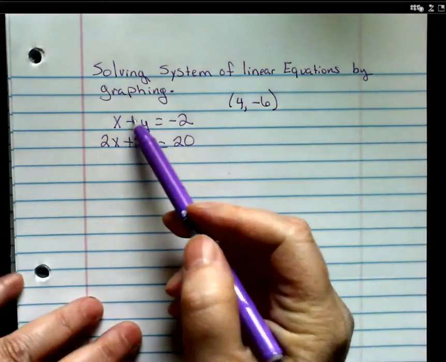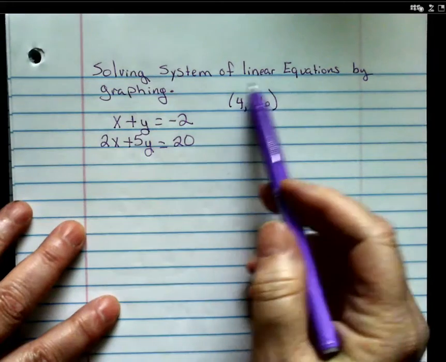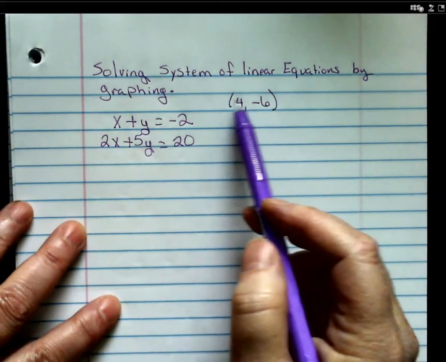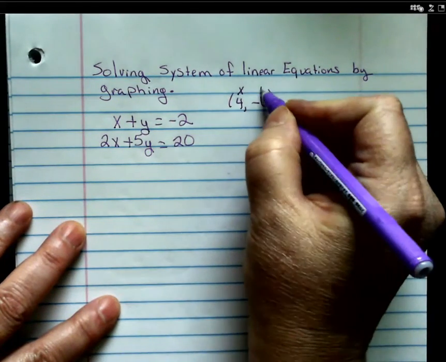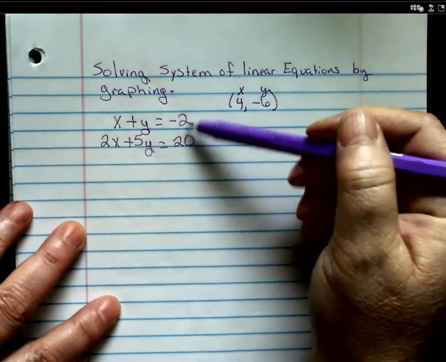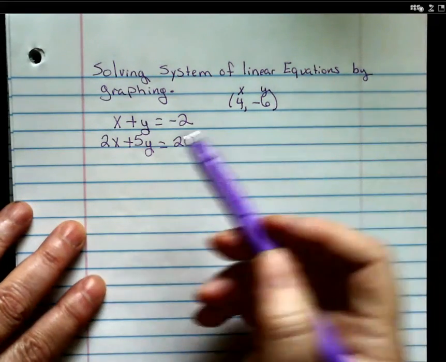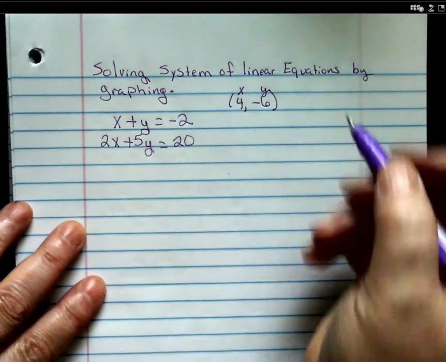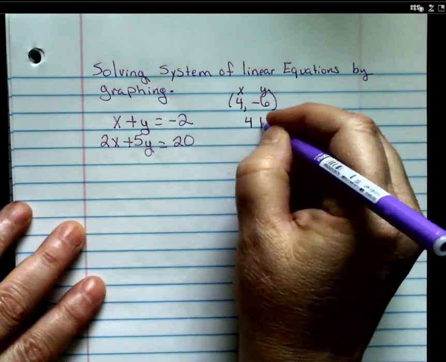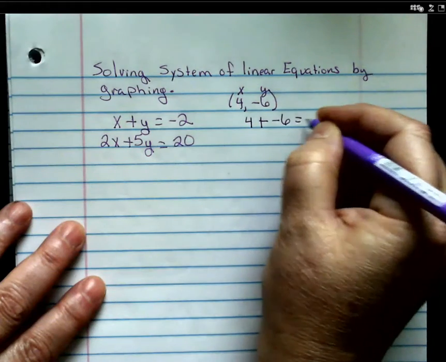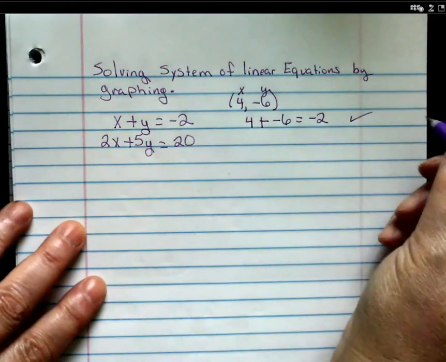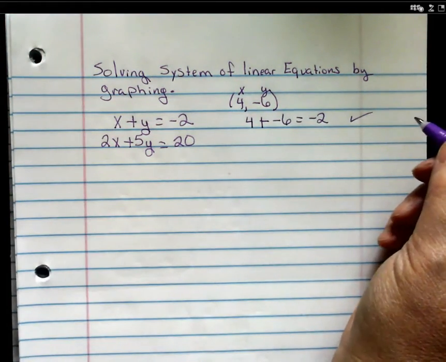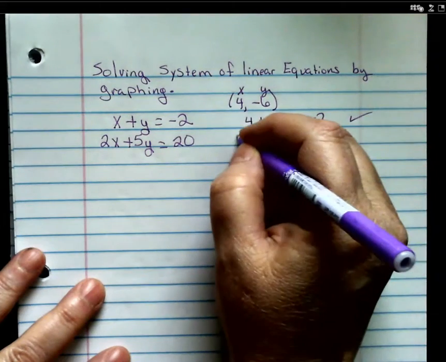If you're given the two lines and a point, all you have to do is plug in this for x and this for y into both equations and see if they work. So let's plug it into the first one. Does 4 plus -6 equal -2? Yeah, that's a true statement. But it has to be true for both of them. So we're going to next try the second one.